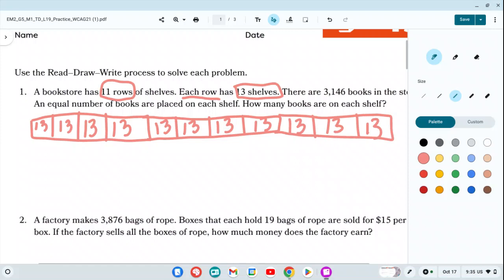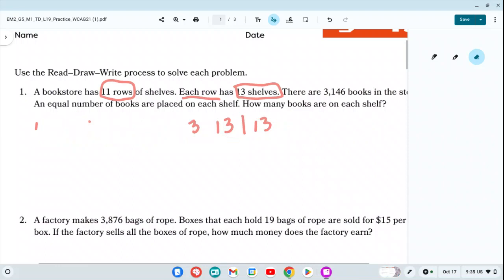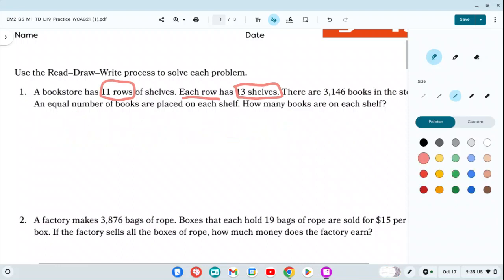I could do 13 plus 13 plus 13 plus 13 plus 13 plus 13 plus 13 plus 13 plus 13 plus 13 plus 13. Whew, that's a lot of adding. But a quicker way would be to multiply. So my first step would be to multiply 11 times 13 to first figure out how many shelves there are total.